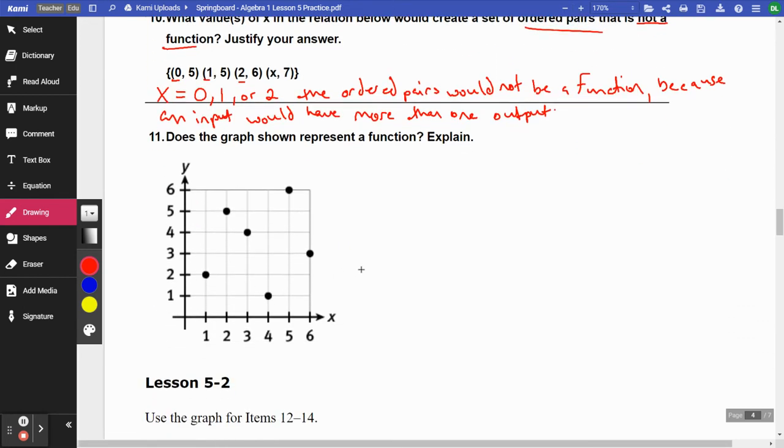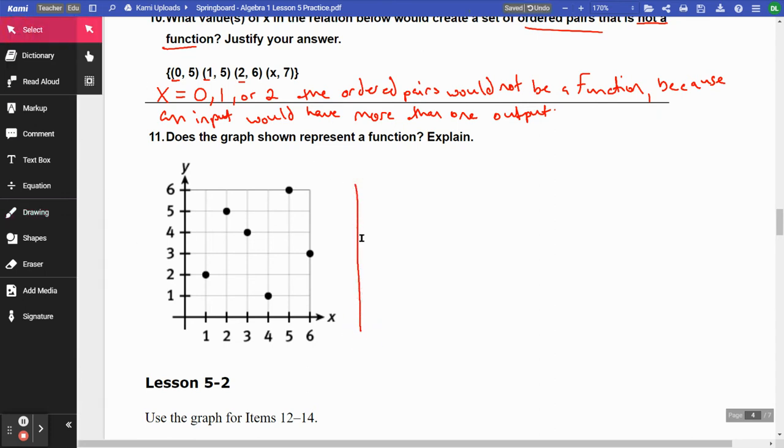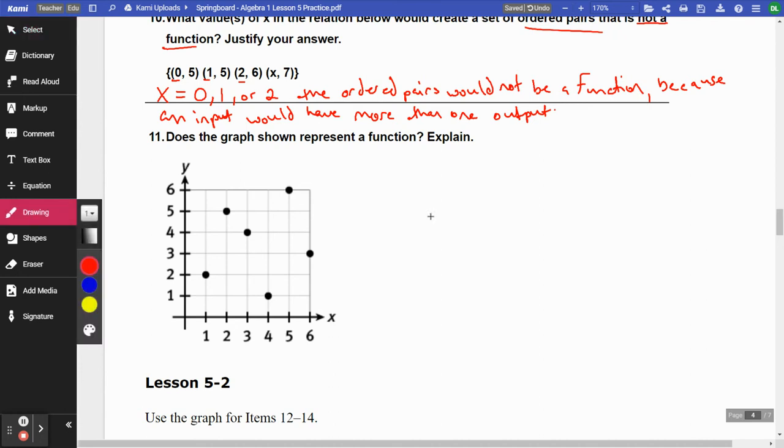Is this graph, number 11, a function? Does it pass the vertical line test? If I drew a vertical line and I moved it from left to right, does it only touch the graph once? At no point does it touch the graph more than once, right? So is this a function?